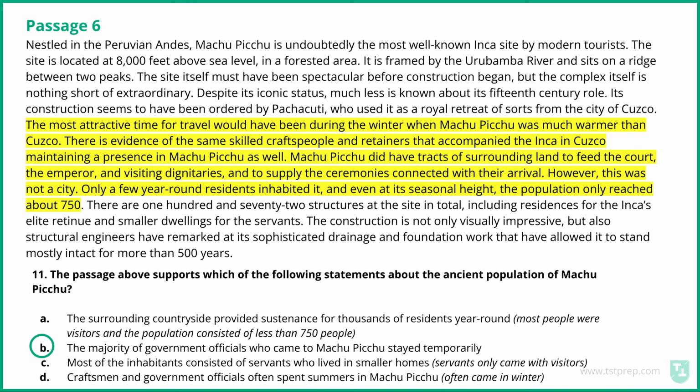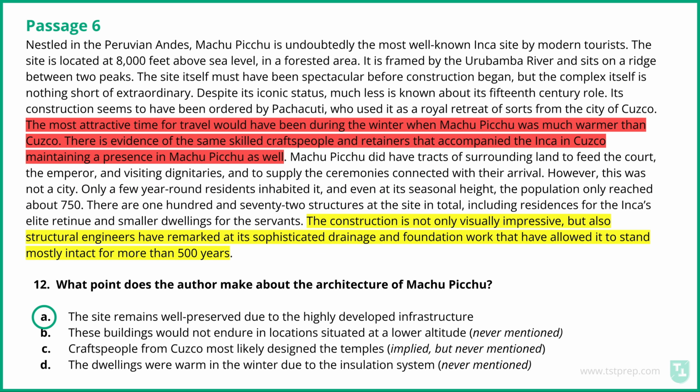Number 11, the passage above supports which of the following statements about the ancient population of Machu Picchu? And the answer is B. The majority of government officials who came to Machu Picchu stayed temporarily. All the other options mix up the details a little bit. Number 12, what point does the author make about the architecture of Machu Picchu? It's A. The site remains well preserved due to the highly developed infrastructure, and that's highlighted in yellow.